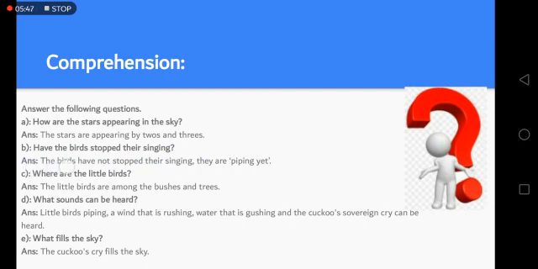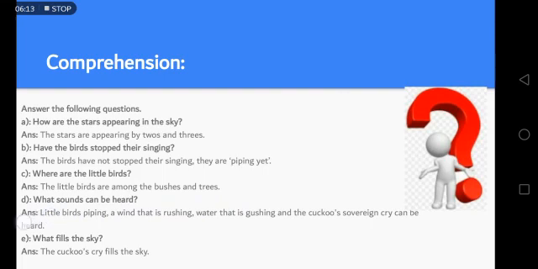B is, have the birds stopped their singing? Answer is, the birds have not stopped their singing. They are piping yet. What's the meaning of piping? Means singing. C is, where are the little birds? Where are the little birds, as you have read in the poem? Yes. Answer, the little birds are among the bushes and trees.